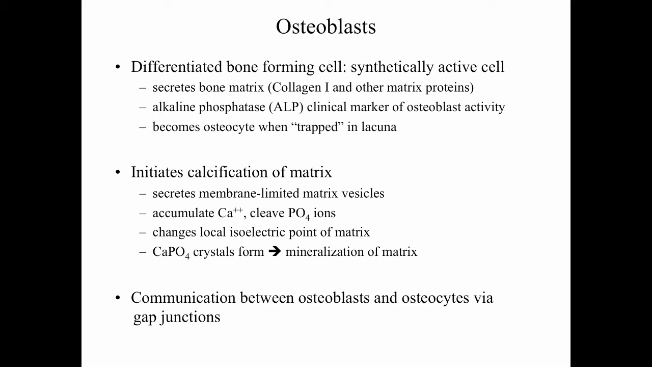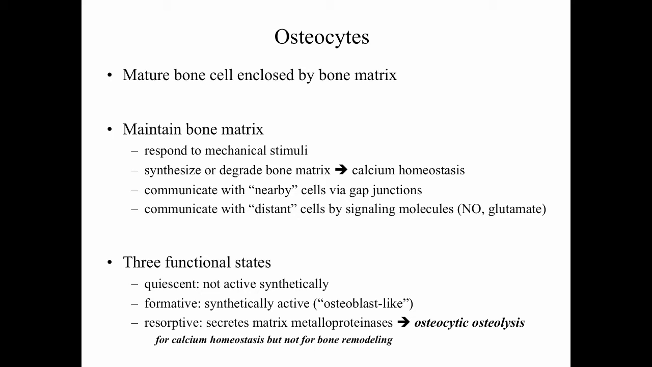Osteoblasts themselves wind up being in communication with other osteoblasts through cell processes and gap junctions, and they also stay in contact with the osteocytes through gap junctions as the osteocytes are trapped in lacunae. The osteocyte is the mature bone cell that's enclosed by the bone matrix. The osteocytes maintain the bone matrix. They respond to mechanical stimuli. They can synthesize or degrade the bone matrix, so they play some role in calcium homeostasis.